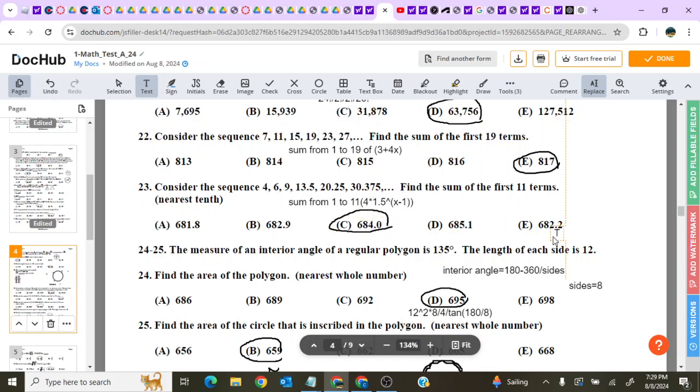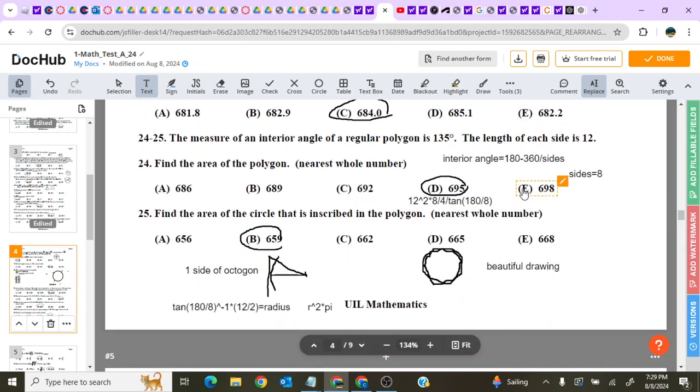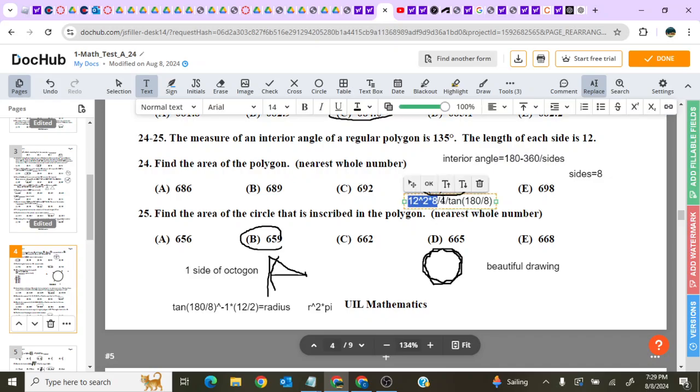Measure of an interior angle of a regular polygon is 135 degrees, length of each side is 12. Find the area of the polygon and find the area of the circle inscribed in the polygon. Well, the interior angle of a polygon is equal to 180 minus 360 over the number of sides. Plug in 135 for that, and you'll see that it's an octagon. And then you can use your equation for area of a regular polygon, which is your side squared times your number of sides over 4 over tangent of 180 over your number of sides.